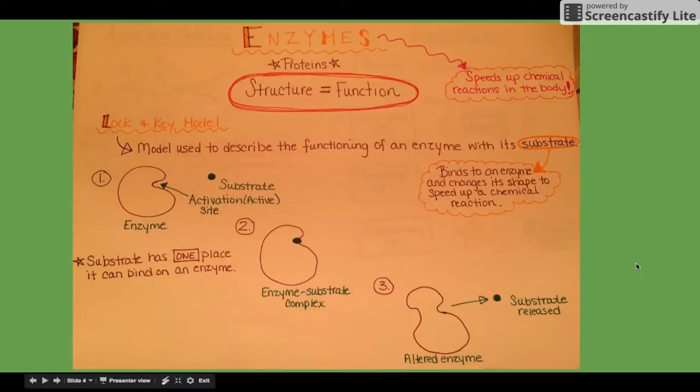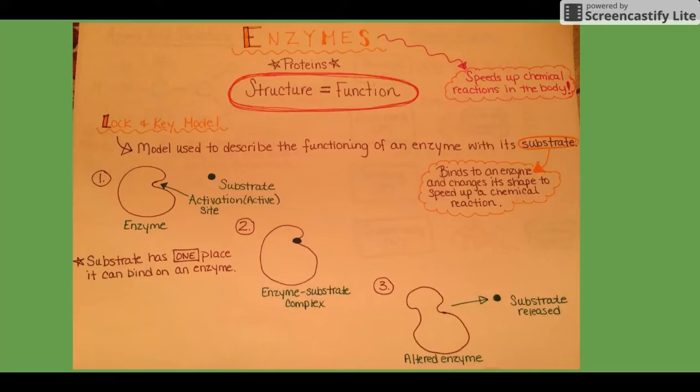And so then if we look at enzymes specifically, and remembering that those speed up chemical reactions, there's a model that is used to describe how enzymes function, and that's called the lock and key model. So this model is used to describe the functioning of an enzyme with its substrate, another vocab word. So the substrate is what binds to an enzyme and changes its shape to speed up a chemical reaction.